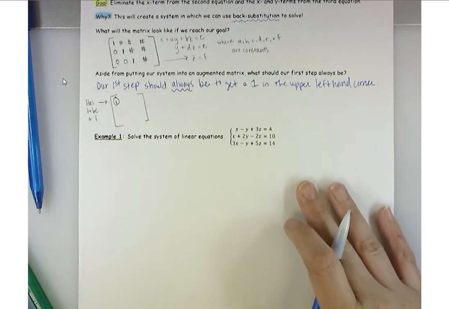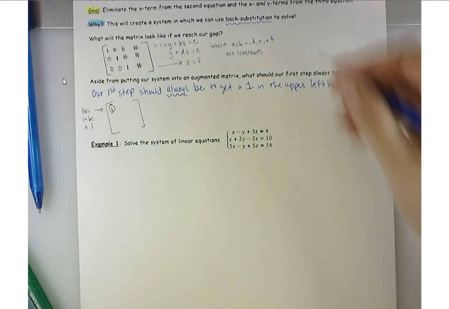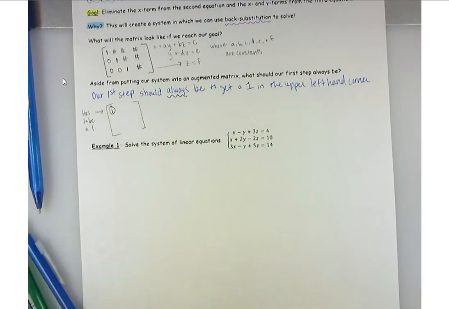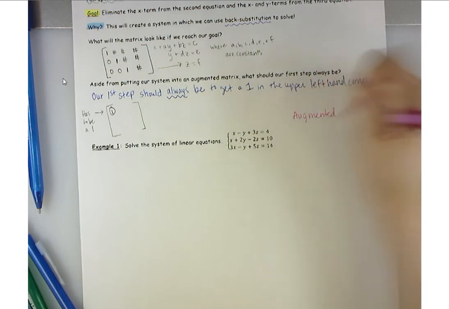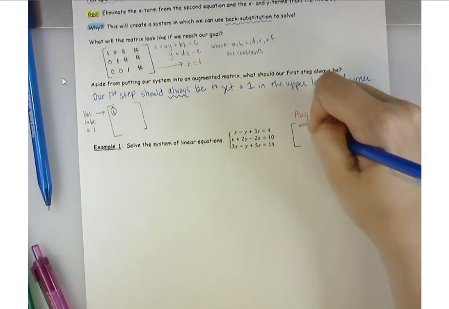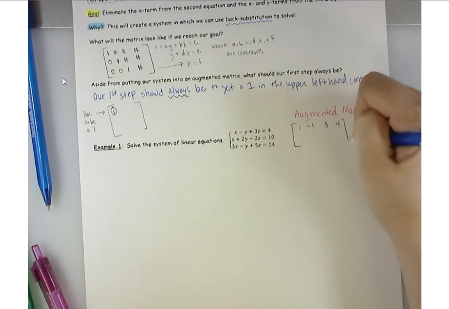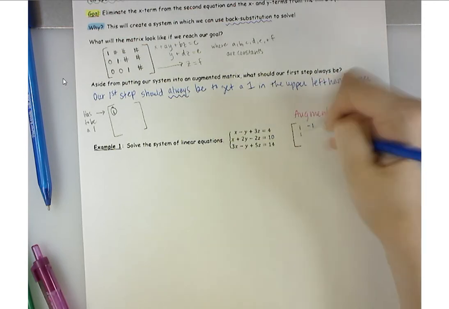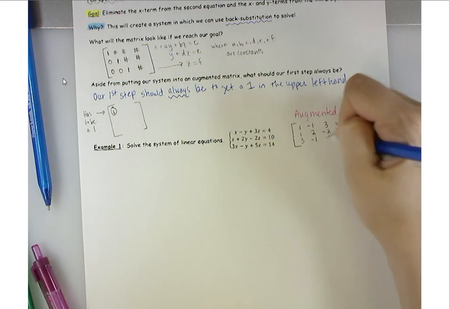So for our example, we're going to solve the system of linear equations. First, we're going to put this in the augmented matrix. So this is 1, negative 1, 3, 4. 1, 2, negative 2, 10. And 3, negative 1, 5, 14.